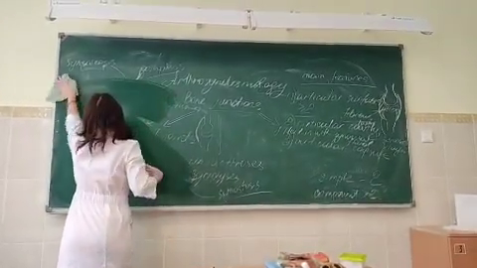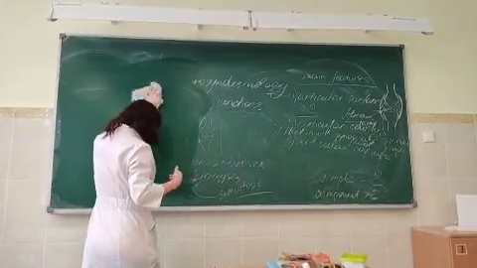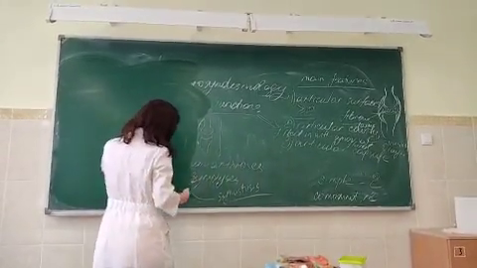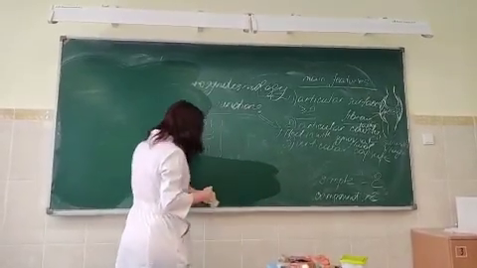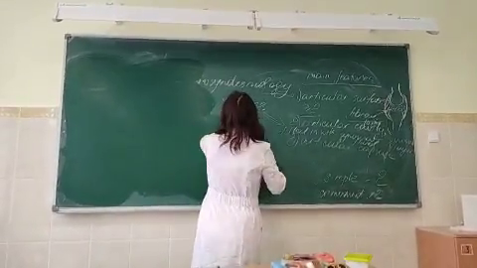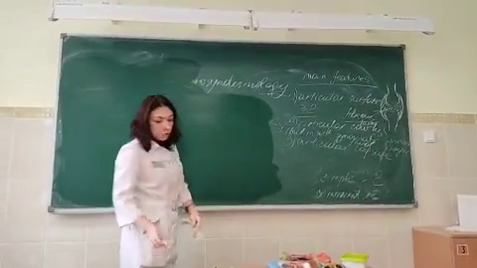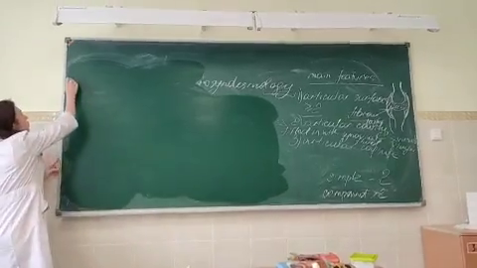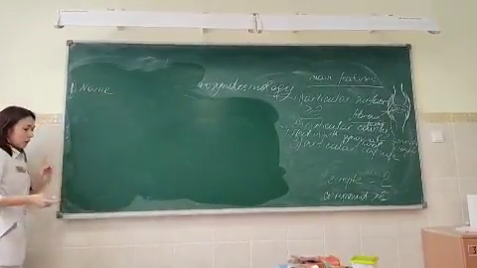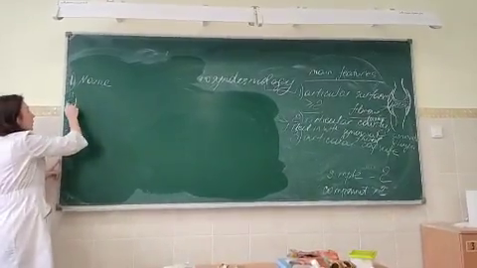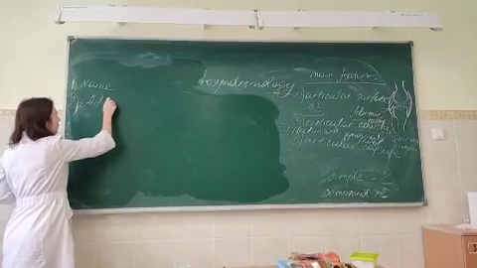Now I will tell you about the plan of synovial joints description. Okay. So first, you should say certainly the name as always. Yes, the name in English and the name in Latin. Then you should tell about articular surfaces.